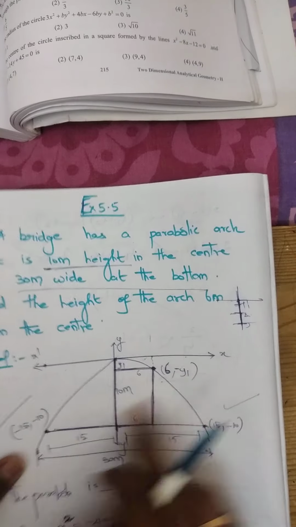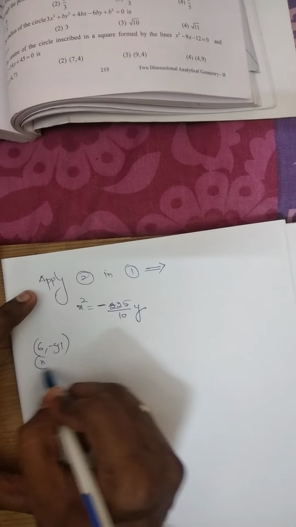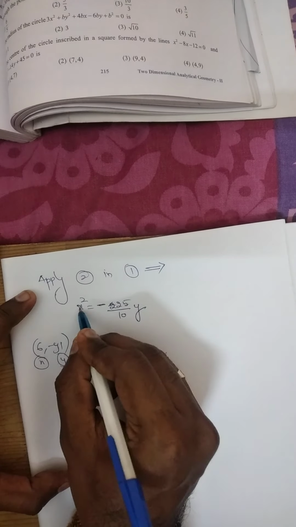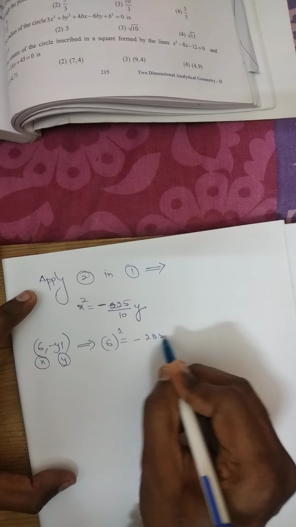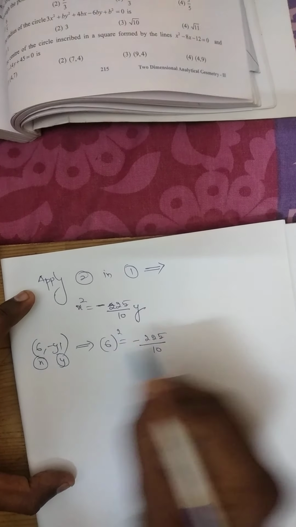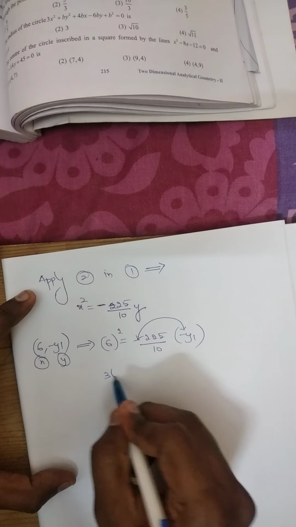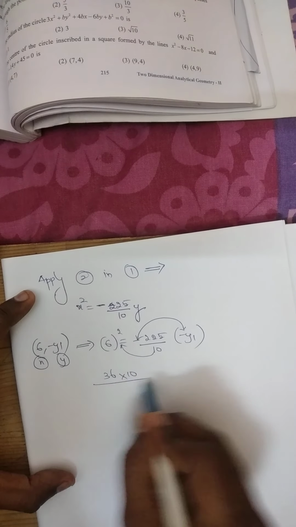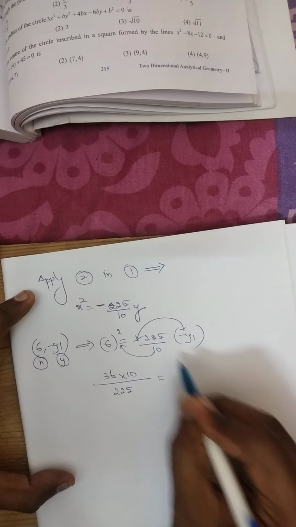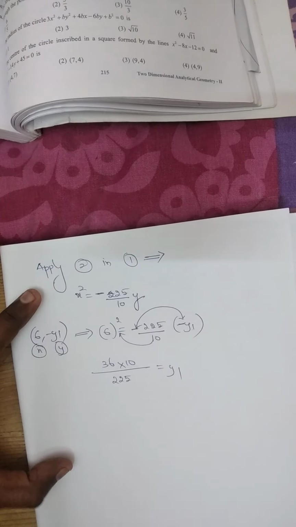Now, what is the unknown point given here? The unknown point is 6 comma minus y1. This is the x point, this is the y point. Apply. What is x here? 6 the whole square, minus 225 by 10. What is y here? Minus y1. Minus into minus will become plus. What is 6 square? 36. This 10 comes up into 10. This 225 comes down. Minus into minus becomes plus, nothing but y1.